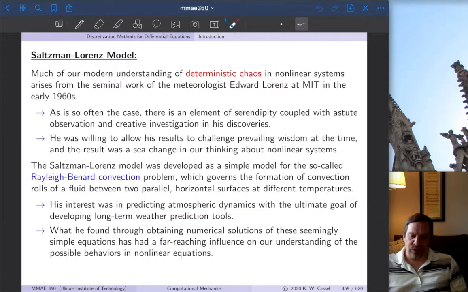And obviously weather prediction is something that's changed dramatically over the years and decades. It's still not perfect, nowhere near perfect, and some of Lorenz's work explains why that is the case and why we don't have long-term weather predictive models that are accurate, even with the modern supercomputers we're using today. So let me describe this Rayleigh-Benard convection concept.